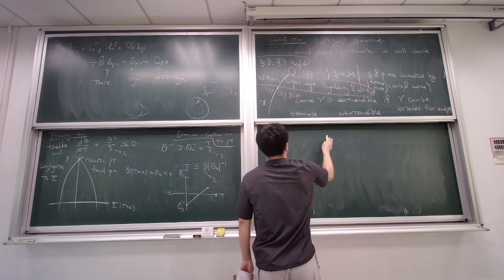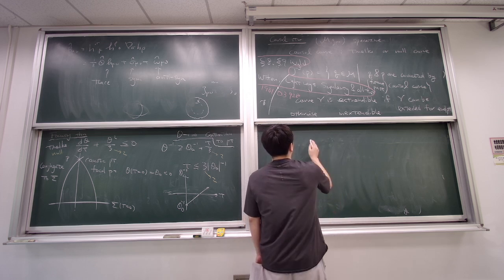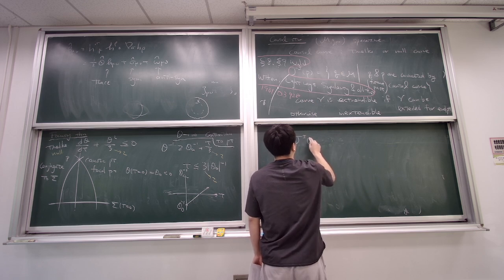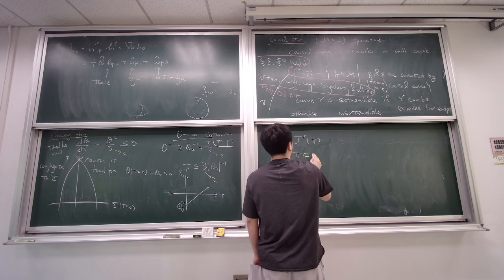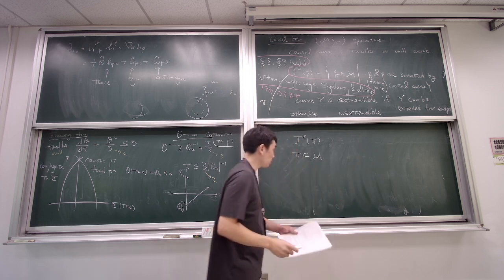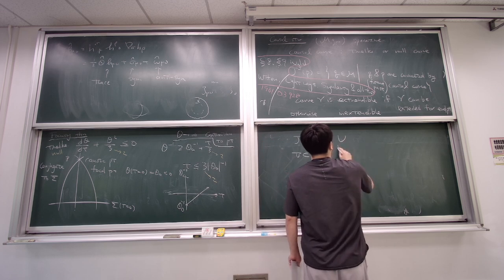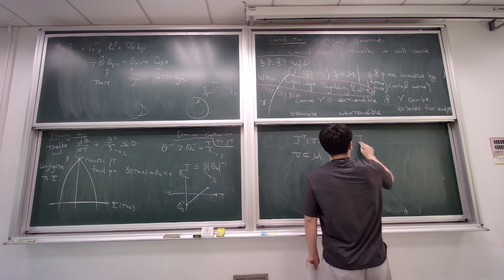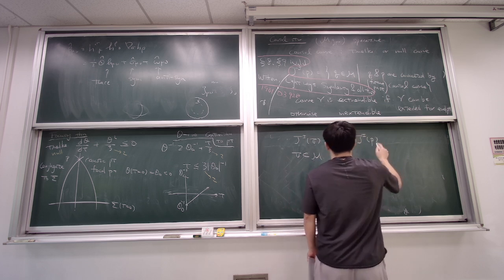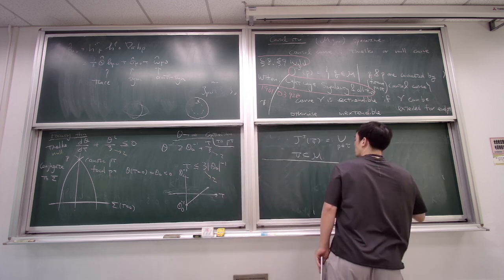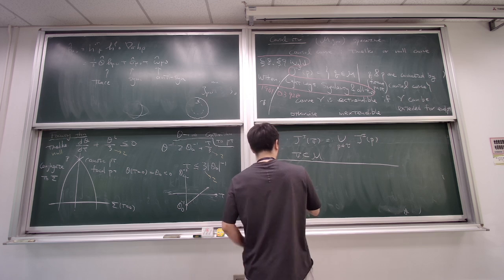Anyway, so if you go to this, this is point P, right? So the J plus/minus of U, where U is some subset of M, is just a union of P inside U, J plus/minus of P. That's a definition. I will give an example later, so don't worry about it at this moment.